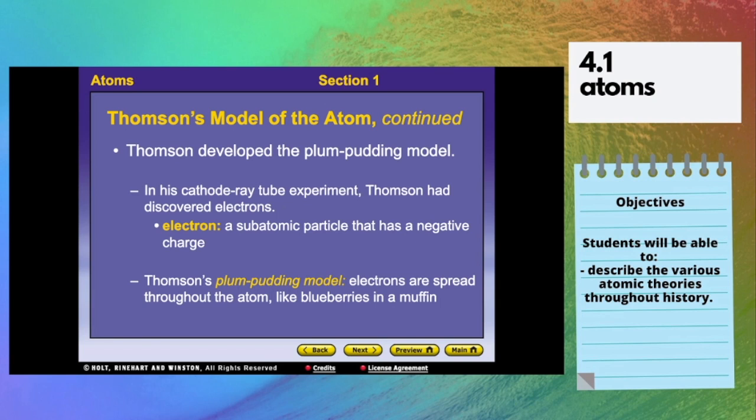So Thomson developed what's known as the plum pudding model. In his cathode ray tube experiment, Thomson had discovered electrons. An electron is a subatomic particle that has a negative charge. Thomson's plum pudding model says that electrons are spread throughout the atom like plums in plum pudding or blueberries in a blueberry muffin.